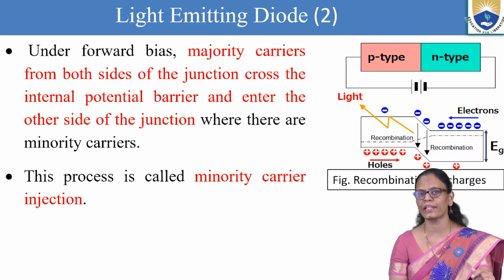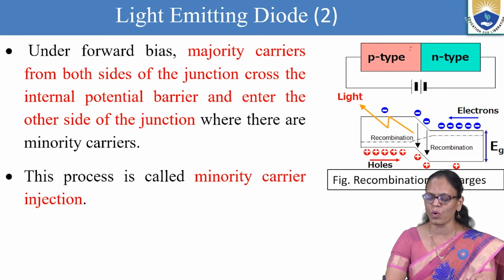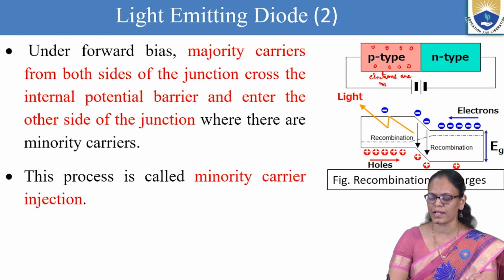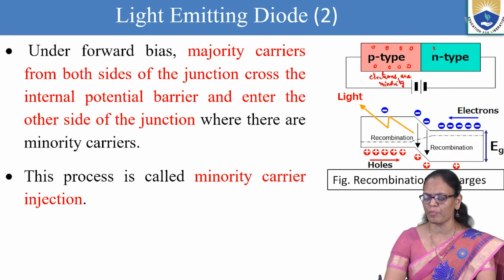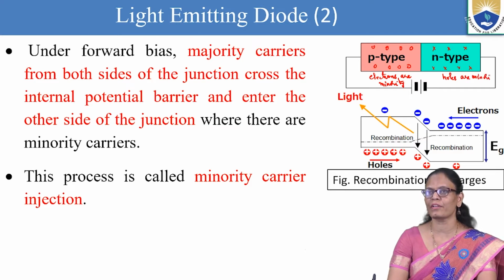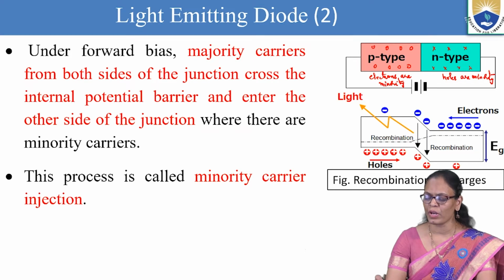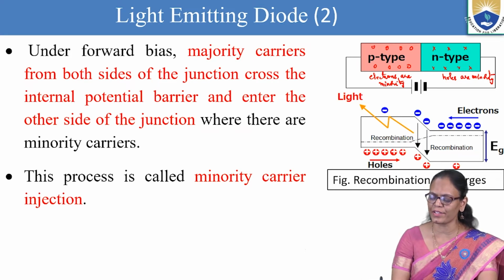So what are minority and what are majority? When I say holes are the majority here, electrons are minority. Electrons are minority charge carriers. And in N-type, when I say electrons are the majority carriers, holes are minority. Holes are minority carriers.